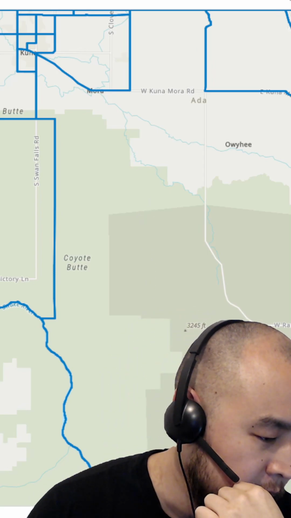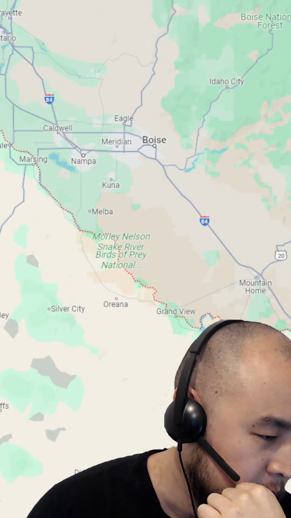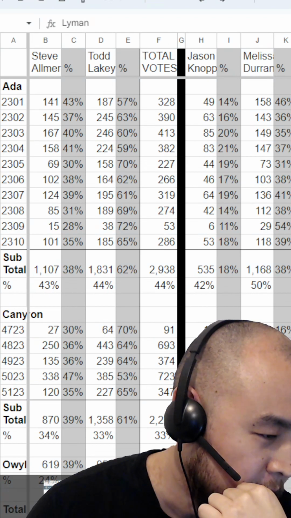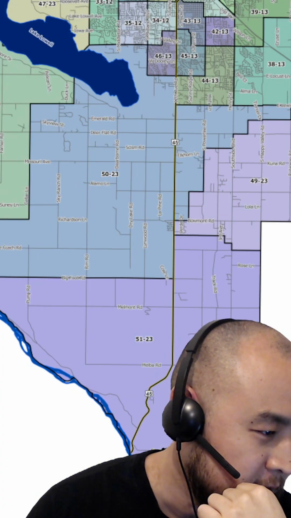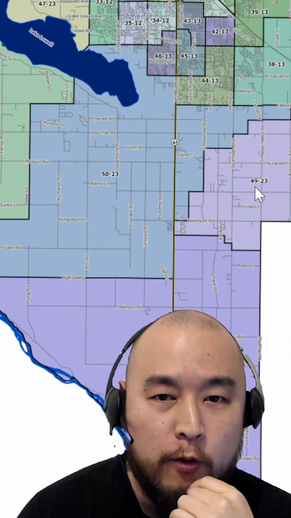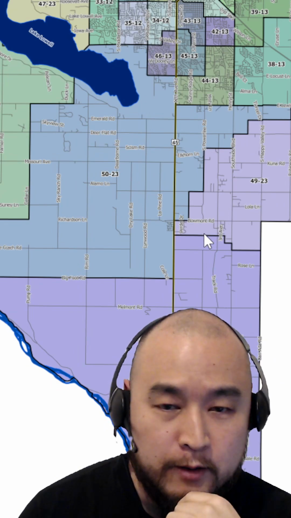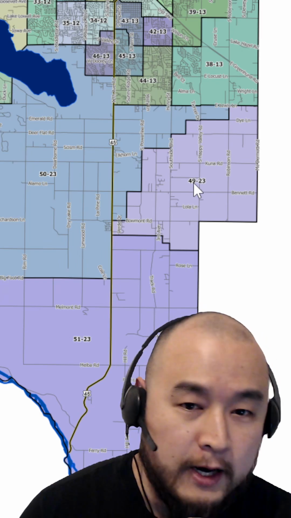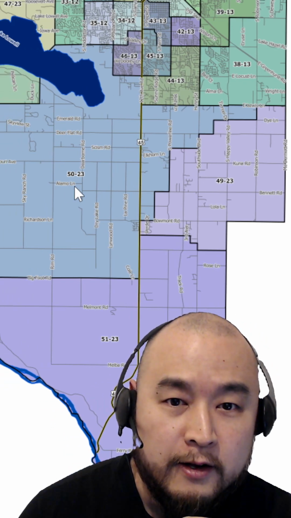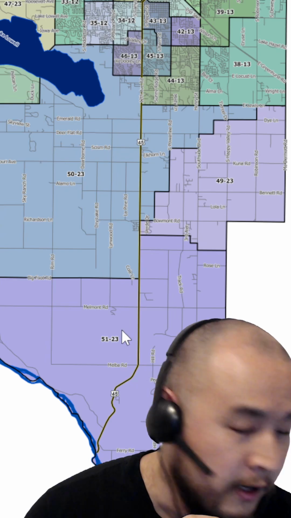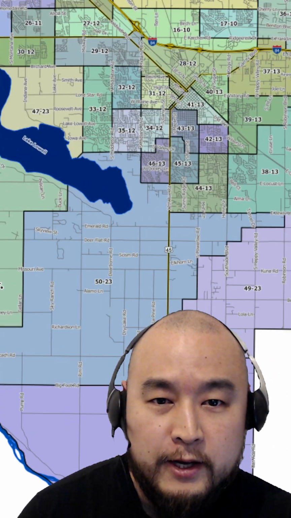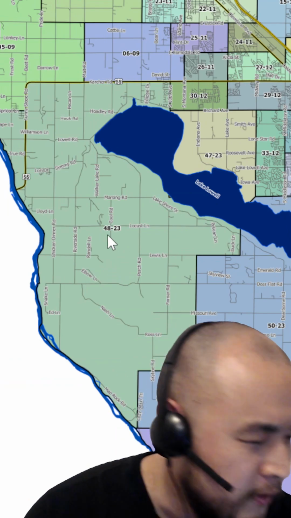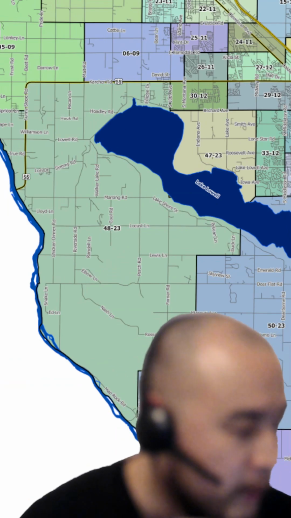So here is, I'm going to show you, if I can find it here. Oh, here it is, right here. And here is the map for Canyon County, the parts that make up District 23. That's 4923 right here, 5023, 5123 here, and then if I can get to it, this says 4823.